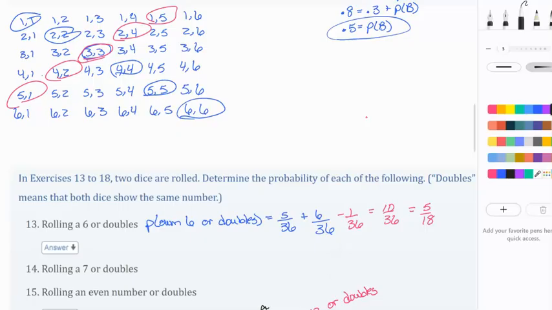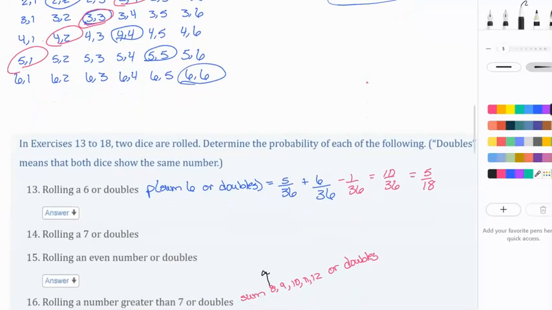So I'm going to write how many ways it could happen above here. 9, there's 4 ways that could happen. 10, there's 3 ways that can happen. 11, there's 2 ways that can happen. And 12, there's 1 way that can happen. And then doubles, that would be the 1, 1, the 2, 2, the 3, 3 down that main diagonal again. There's 6 ways that can happen.